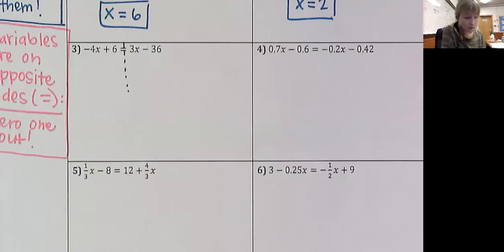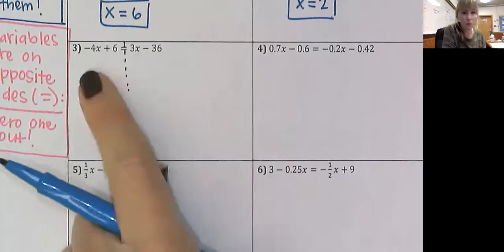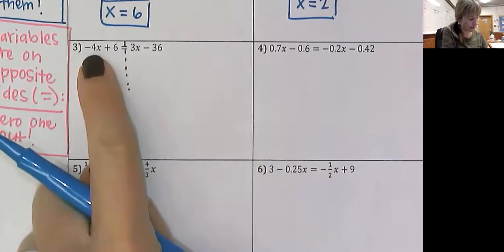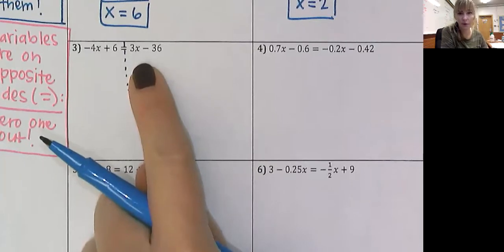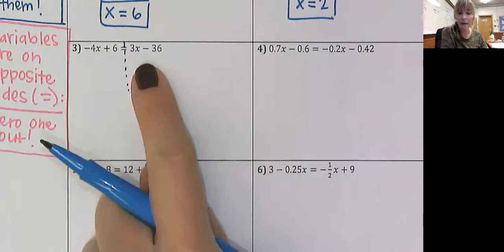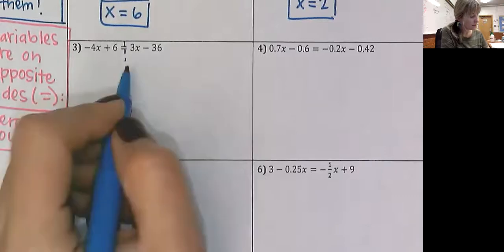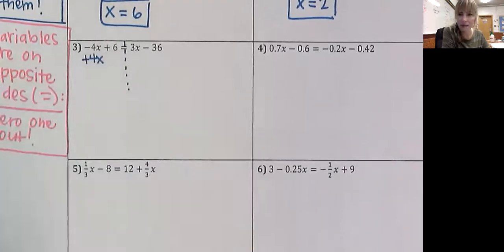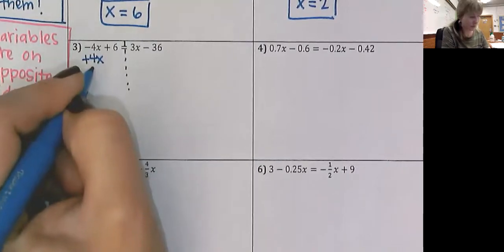So when you have variables on both sides of the equation, you have to decide which one you're going to zero out. Would you like to zero out the negative 4x, or would you like to zero out the 3x? And I'm going to tell you right now, it does not matter. Sometimes when I see a negative, I like to zero that one out because then it's going to make it a positive, and sometimes we're better working with positives. So I'm going to choose to zero out this one.